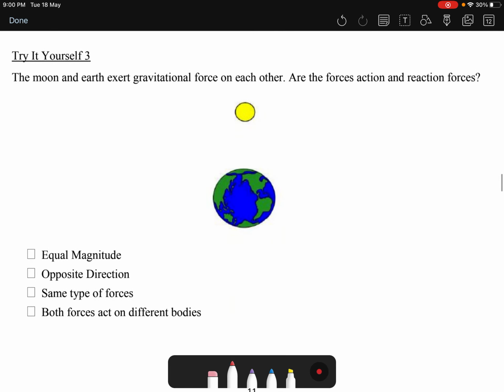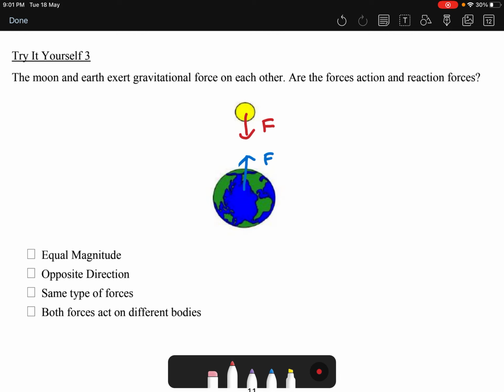Okay, let's move on to try yourself 3. We have a moon and the earth. So are the forces action and reaction forces? Of course we know that the moon revolves around the earth, right? So there must be a gravitational force right here, and the earth also experiences a gravitational force by the moon. That's why you have high tide, because the moon's gravitational force will pull the sea. That's why the level will rise.